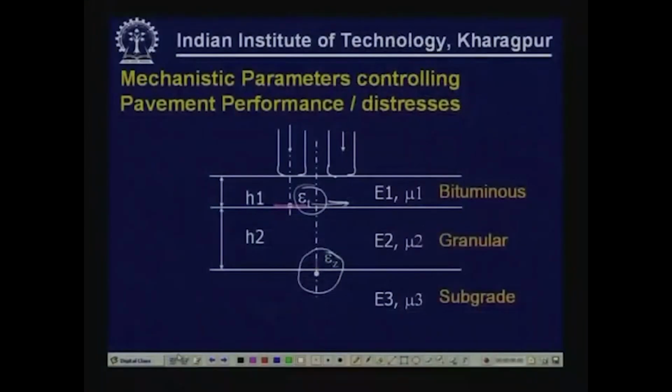So, one should be able to calculate, for a given pavement system and a standard loading, these two parameters: epsilon t at the bottom of the bituminous layer and the vertical strain on top of subgrade. Then we can have some limits on these two parameters, so that the pavement is going to perform satisfactorily both in fatigue cracking and also in permanent deformation considerations.